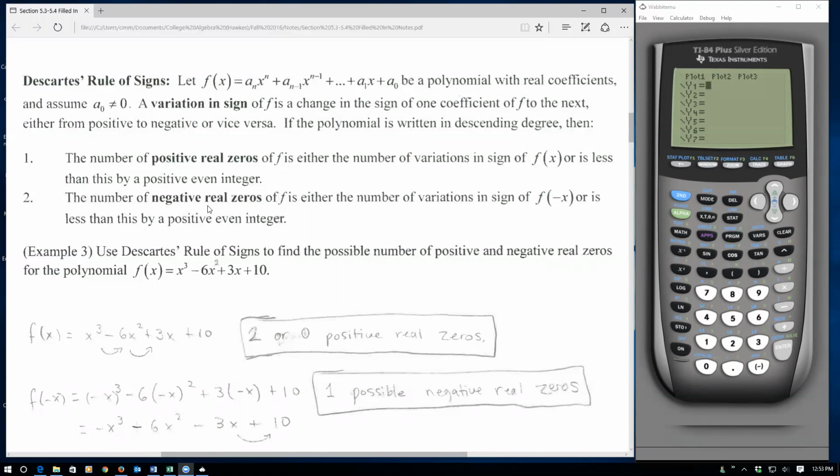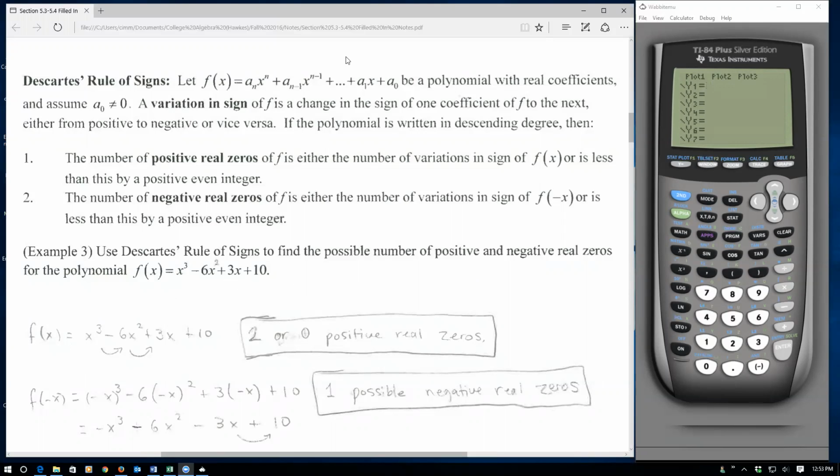And the number of negative real zeros of f is either the number of variations of sign of f of minus x, or is less than this by a positive even integer. So let's look at an example here. We want to find the possible number of positive and negative real zeros for this polynomial, x cubed minus 6x squared plus 3x plus 10.